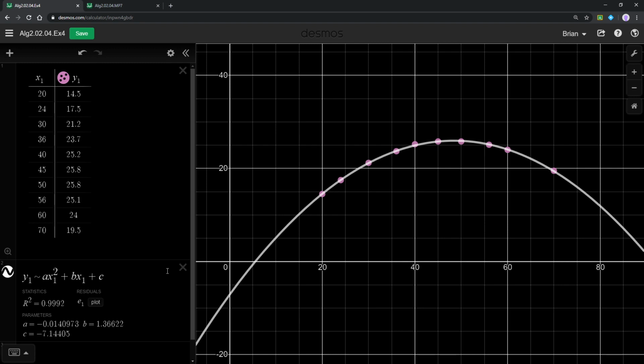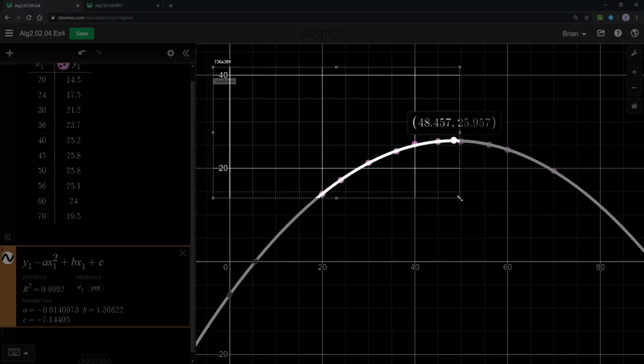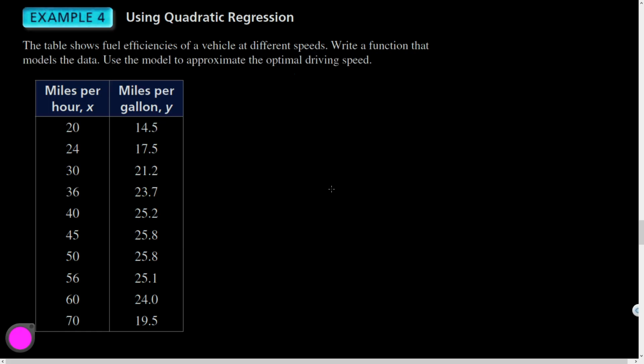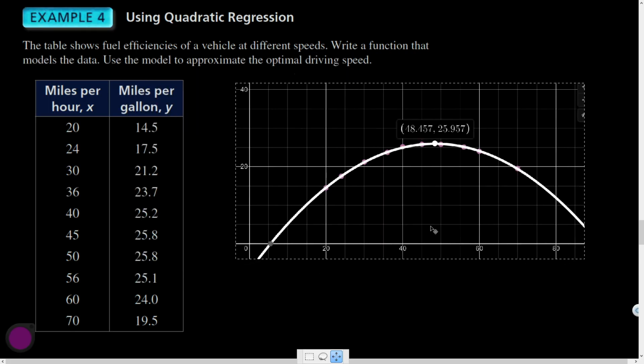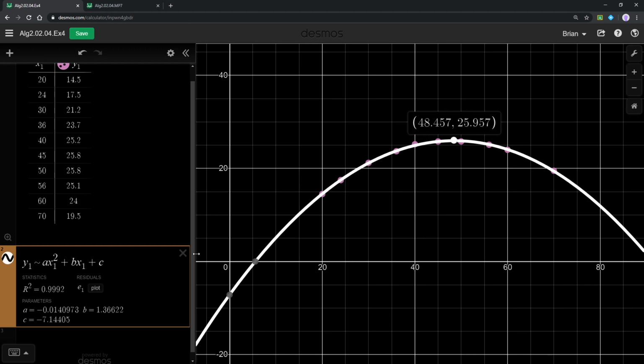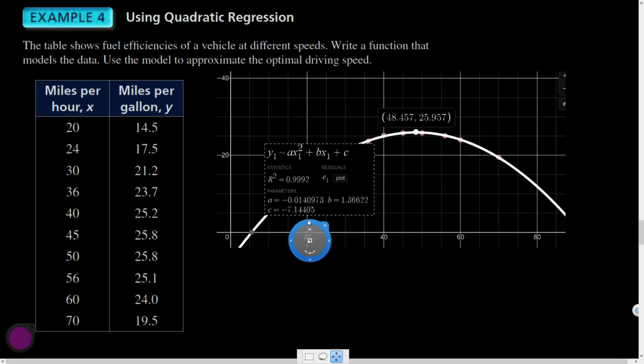Okay, and then if I wanted to figure out the optimal driving speed, well, that's going to be the vertex, and voila. Would you look at that, folks? There is the optimal driving speed. Looks like 48.457 miles per hour. And then the optimal equation is right here.